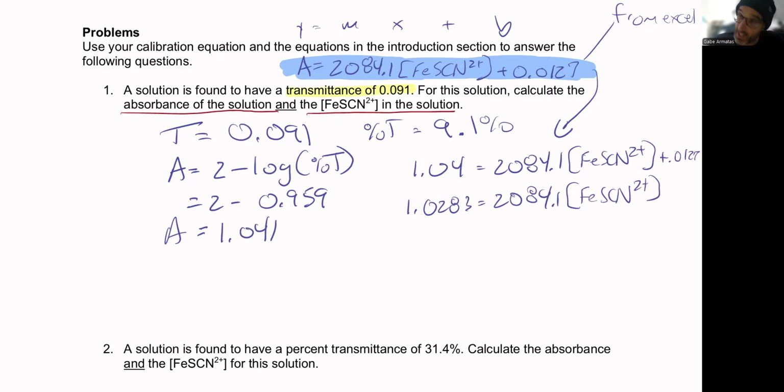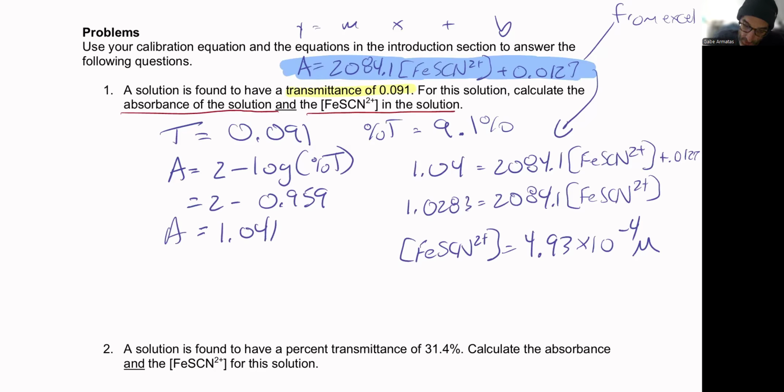Now divide both sides by 2084.1, and my concentration of FeSCN2+ is equal to 4.93 times 10 to the negative 4, and this is going to be molar.